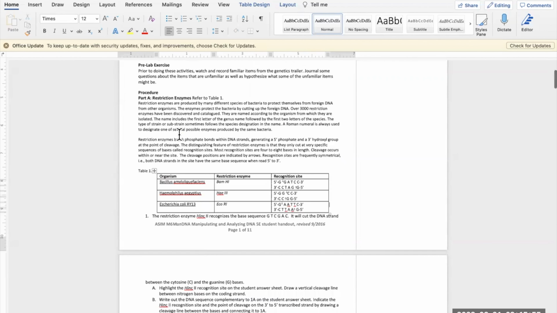Okay. I'll do that in a moment. Highlight the eco-RI recognition sites on both sequences. So remember the eco-RI is the same as number 2, GAATTC. We know that because it says eco-RI. Draw cleavage lines. The 2 strands are similar, but DNA strand B is a mutant. And we're going to use the fragments in part B. And then we just answer 5 through 7.